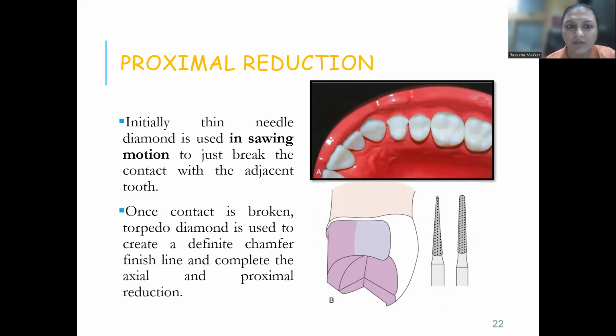Then is the proximal reduction. Initially, a thin needle diamond is used in a sawing motion to just break the contact with the adjacent tooth. Once the contact is broken, a torpedo diamond is used to create a definite chamfer finish line and complete the axial and proximal reduction. This is the needle diamond which is used initially to break the contact and create space for the torpedo diamond. Then the torpedo diamond is used to create a chamfer finish line all over the axial surface.